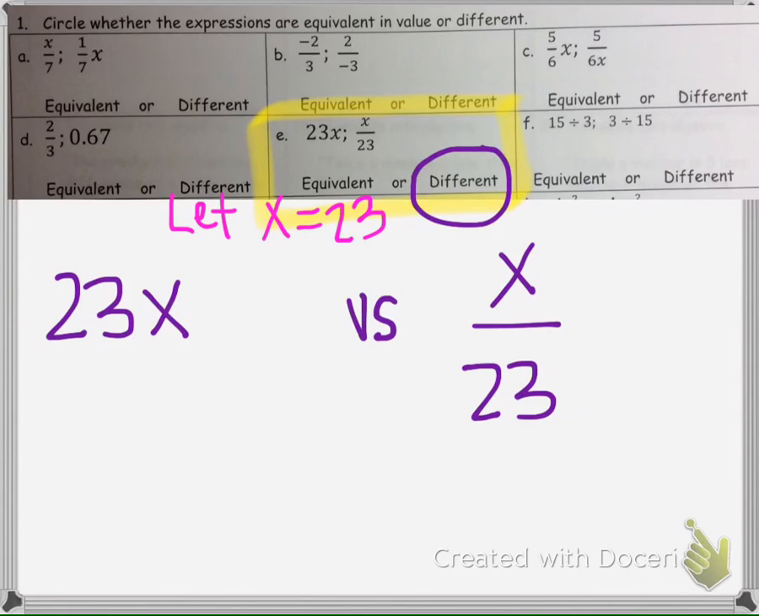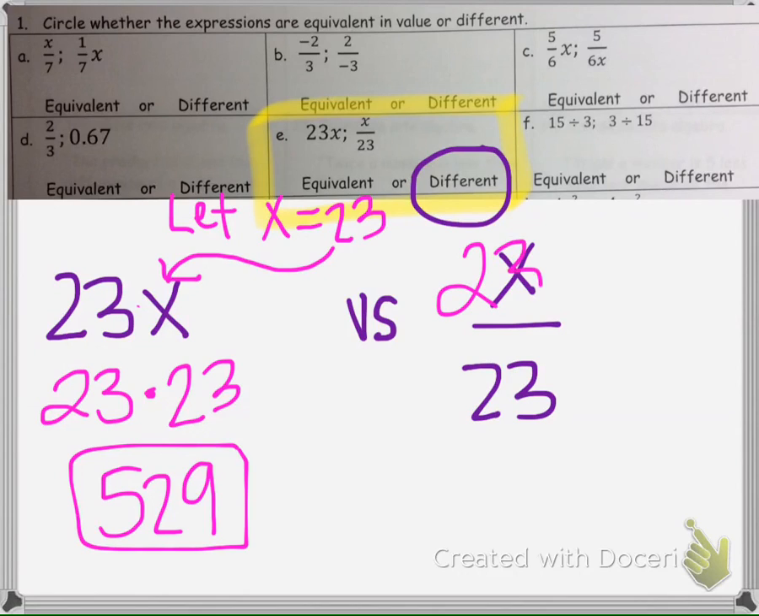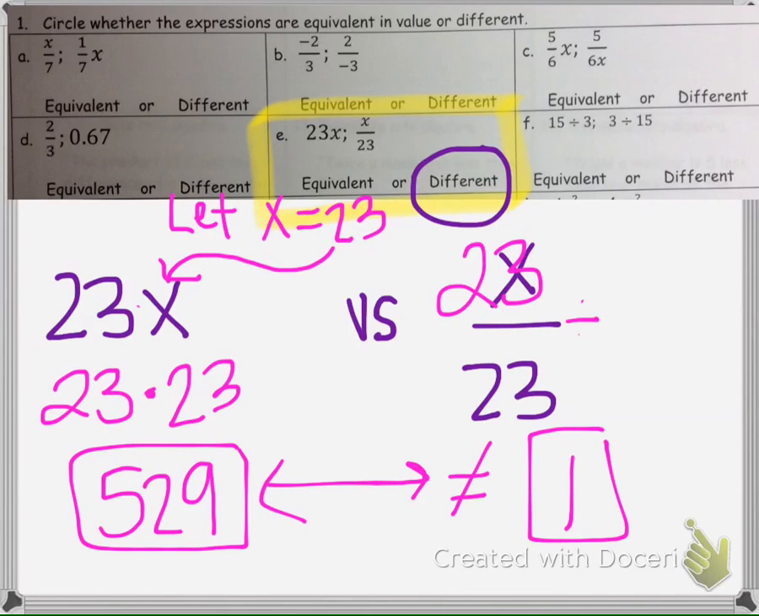So let x be, let's say, 23. If I let x be 23, this is saying 23 times x. So that means 23, and if I plug in another 23 for x, 23 times 23 is 529. If I plug in 23 here, that's 23 divided by 23, that equals 1. So clearly these two are not equal, so they are different.